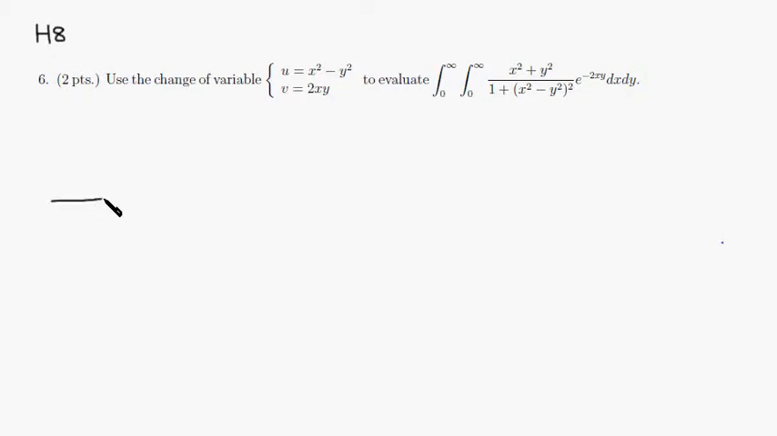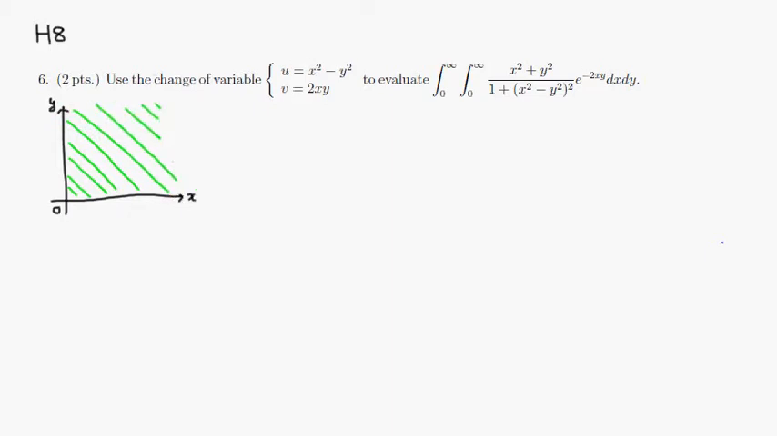So in the xy coordinate system, here's x, and here's y. With respect to x, it goes from 0 to infinity, and y also goes from 0 to infinity. So we're talking about the first quadrant, the entire first quadrant. It just keeps on going.